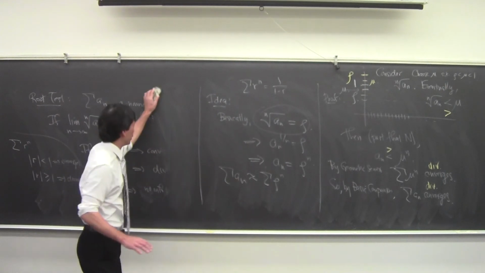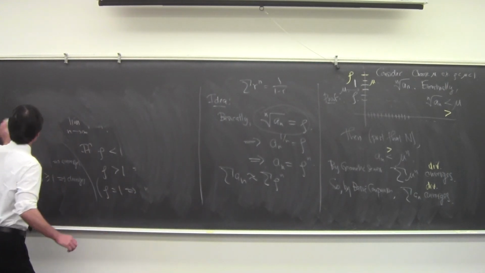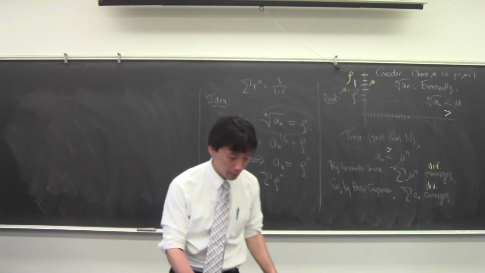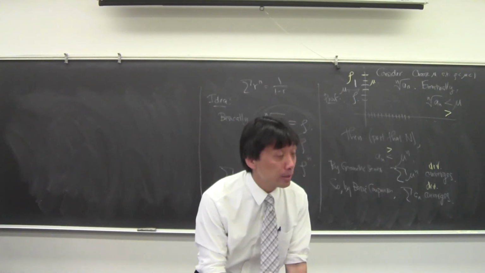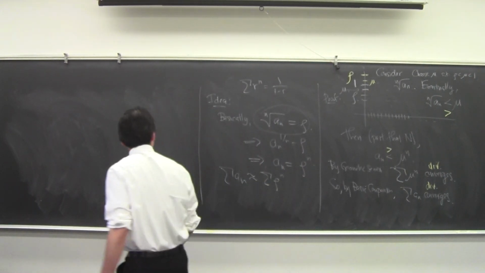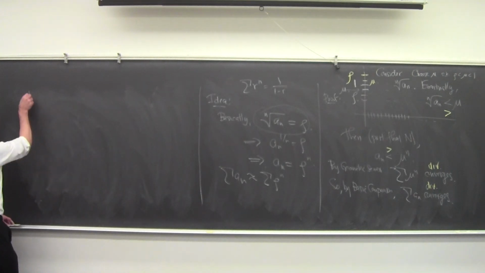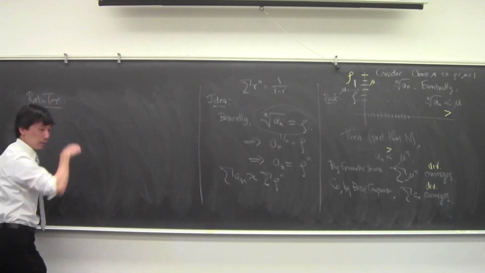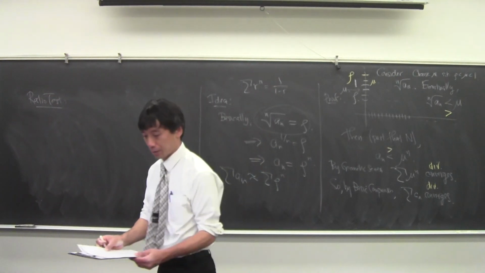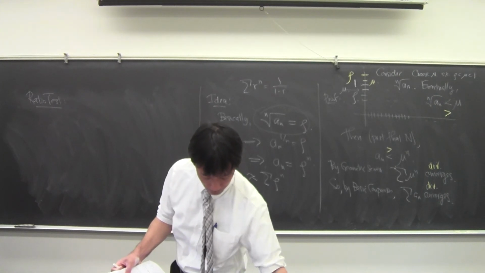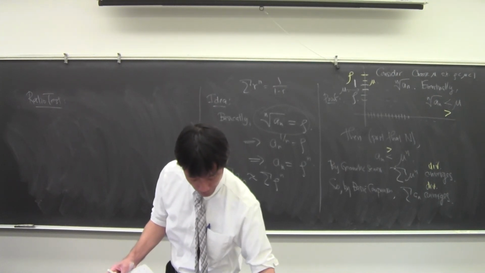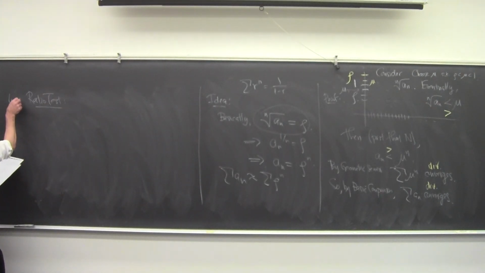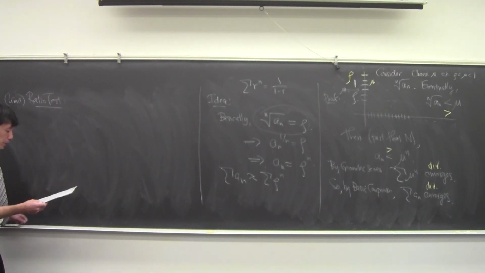Okay. So I hope you are seeing how this stuff works. So that's the second test. Let me at least state the third test. So the third test is called the ratio test. And sometimes people call it the limit ratio test. But anyway, just the ratio test.